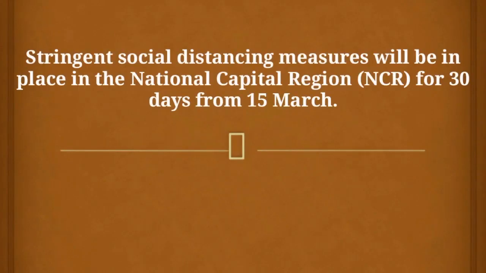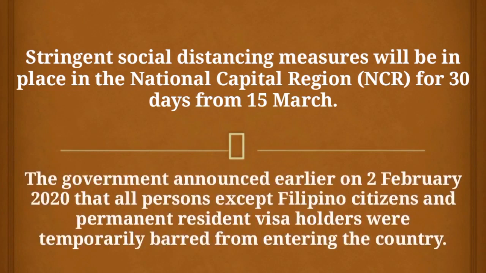Stringent social distancing measures will be in place in the National Capital Region for 30 days from the 15th of March. The government announced earlier, on the 2nd of February 2020, that all persons except Filipino citizens and permanent resident visa holders were temporarily barred from entering the country.